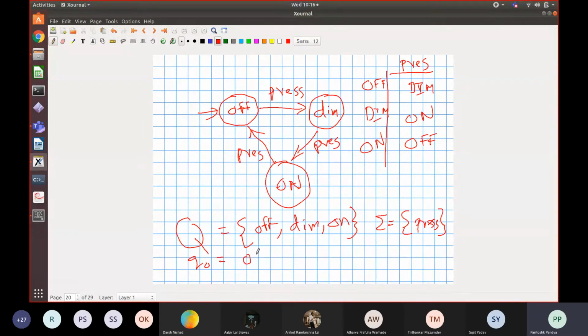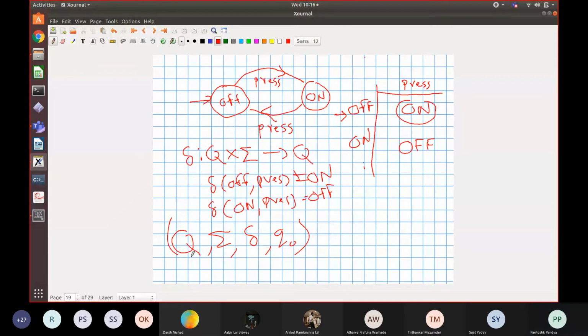Q0 is an element of Q. That we are trying to say of all these states, when you start the circuit, what is the state in which it starts, right? So q0 is an element of Q. Q0 is an element of capital Q. Remember, capital is for sets and small letters are for elements. Okay, so is this clear?